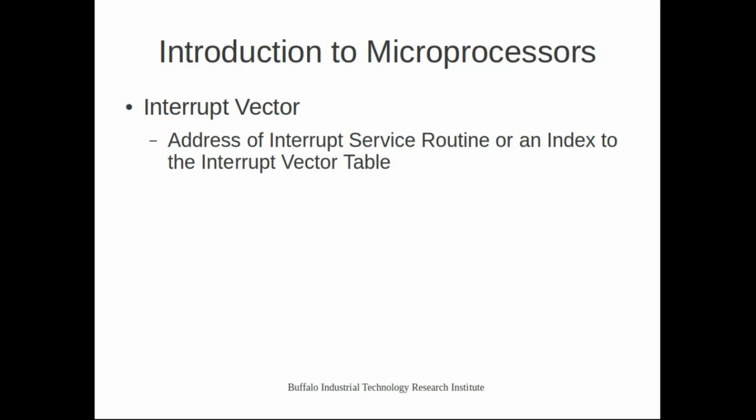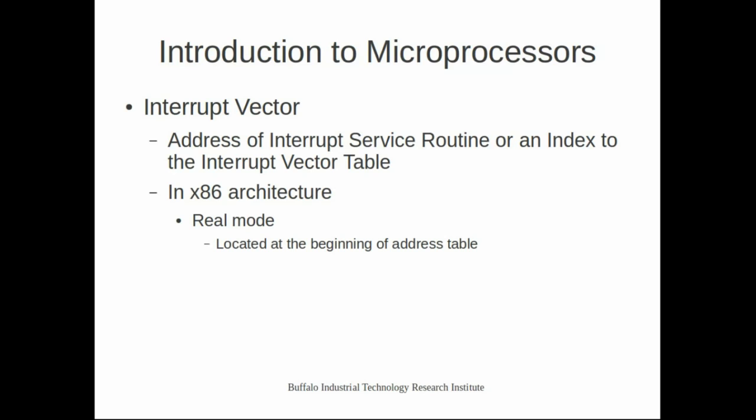When an interrupt happens, the processor stops the currently executing process after pushing all the relevant data for that process into the stack and loads an interrupt vector, which could be the address of the interrupt service routine or an index to the interrupt vector table. In x86 architecture, in real mode, the interrupt vector table is stored at the beginning of the physical memory, and it contains 4 bytes of memory for each interrupt, which points to the location of the interrupt service routine for servicing that interrupt.